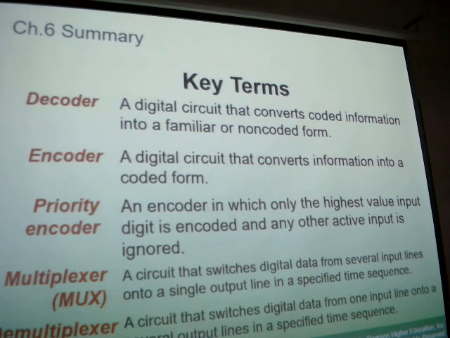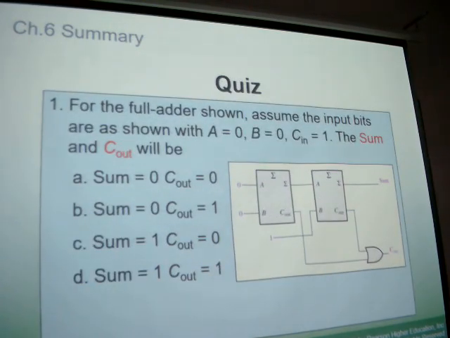Okay, let us do some exercises. First, for the full adder shown, assume the input bits are A equals 0, B equals 0, C equals 1. The sum and C out will be: sum equals 1, C out equals 0. So the answer is C, right?